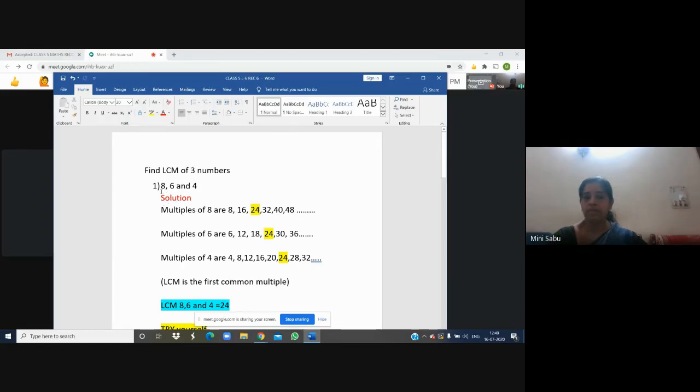So what is the first number? First number is 8. So we will list out the multiples of 8. But remember, here it is LCM. We need only one common multiple. So there is no need for us to make a very long list. Keep on watching whether we are getting common multiples or not. Then there is no need of writing so many multiples.